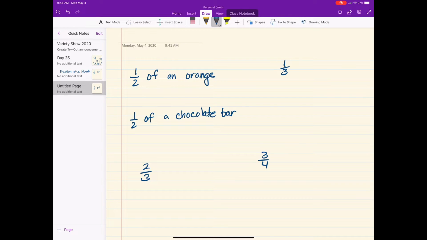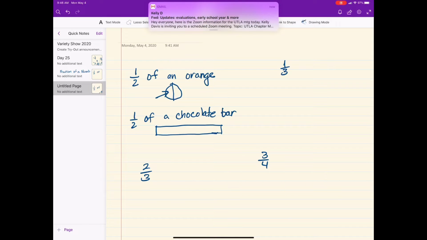That would mean we would take an orange, and then we would cut it in half. And that would be half of an orange. Now, since we're going to be using bar models, instead of something that's shaped like an orange, I'm going to use something that's shaped like a bar. So we're going to take half of a chocolate bar. What would that look like? Let's say this is our chocolate bar, and we would take half of it.